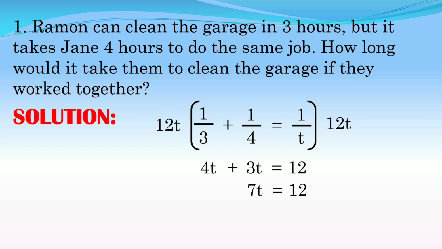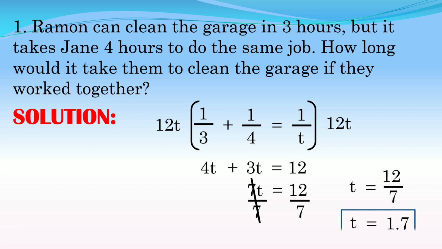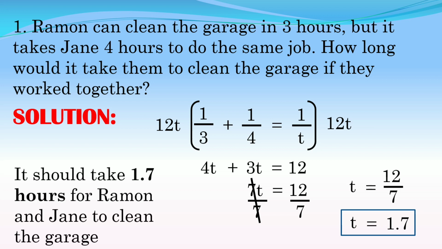So, dahil hinahanap na natin yung si T, i-divide natin siya both side by 7. So, kailangan natin eliminate si 7. Yan. So, T is equals to 12 over 7. And then, when you divide 12 by 7, the answer is 1.7. So, therefore, the number of hours it should take for Ramon and Jane to clean the garage is 1.7. So, that will be our answer.